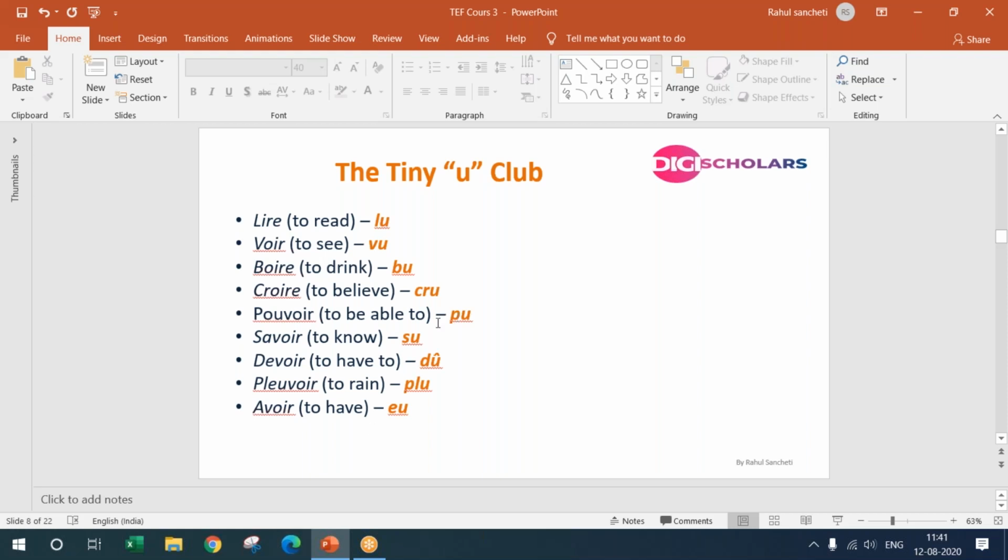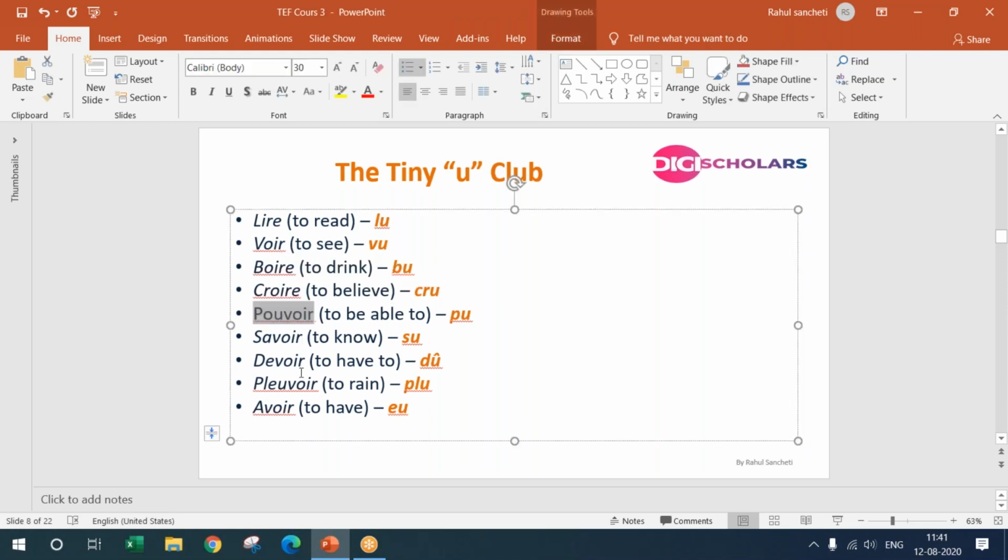So we look at them. We've just named this group for our convenience: we call them the tiny U club. So the verb is pouvoir. It's a very big verb, that is to be able to or to can. I can drink, I can walk, whenever you use can, here the meaning is pouvoir. The past participle of this verb is pu. Savoir is su, devoir is dû with the accent circumflex.